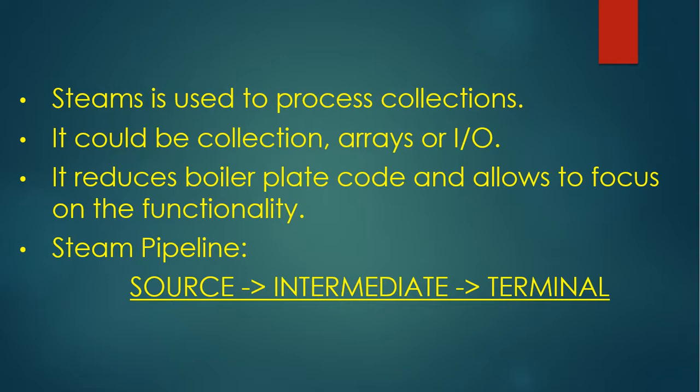And then the intermediate function is used to work on the source. Again, the intermediate function is optional, so it is not always mandatory. But if you have some functionality that needs it, then you can use an intermediate function. But a terminal function is mandatory. If you open up a stream, then you must have a terminal function to get the output or to collect the output.